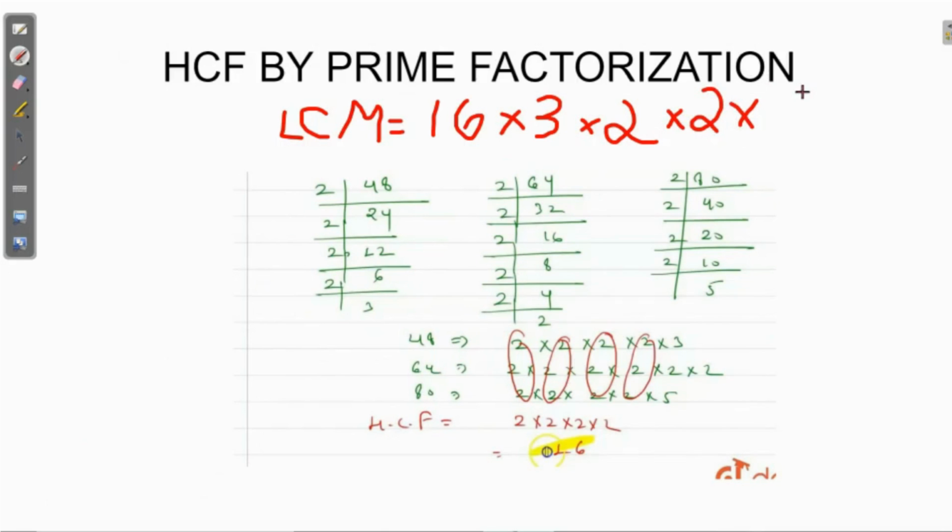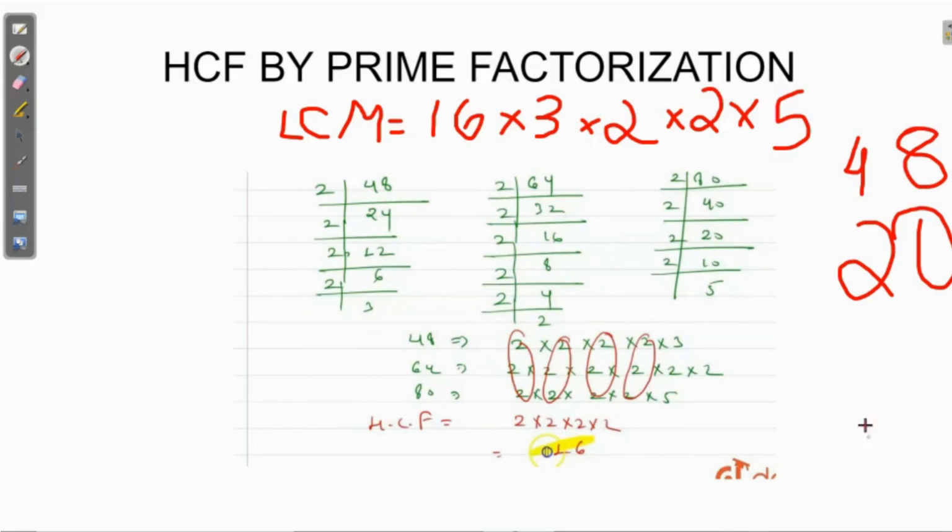So when I multiply all these things, I will get, let me multiply and see. 3 6 are 18, 3 40. So 960. So LCM value will be 960.